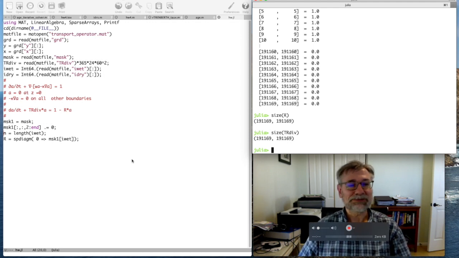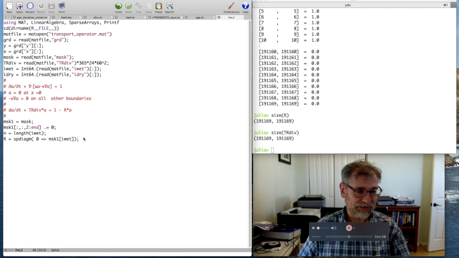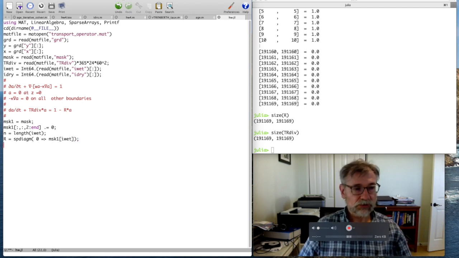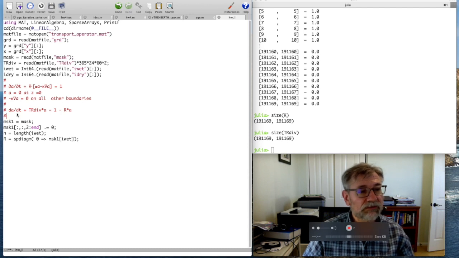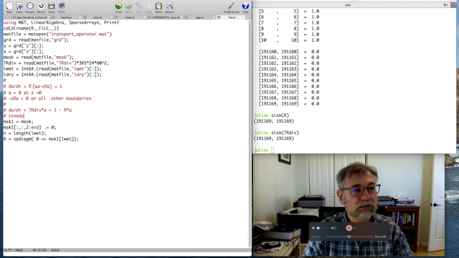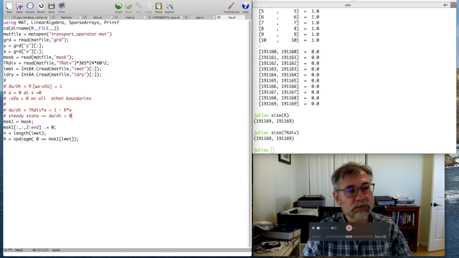Well, we don't know if it's perfect, we'll see when we try it if it works. Okay, now we want to solve for the age. We want to solve this equation, right? So if I'm at steady state, that means that dA/dt is equal to 0.